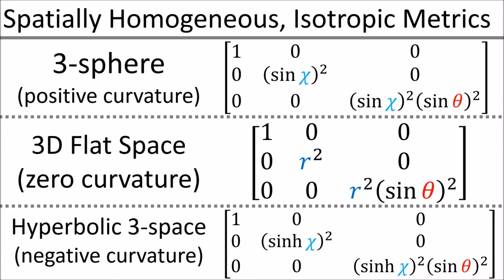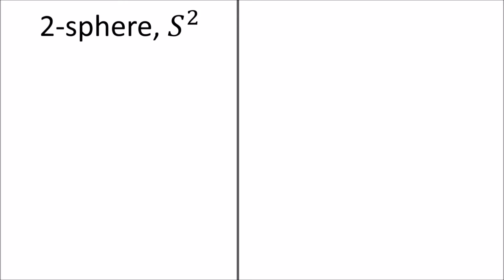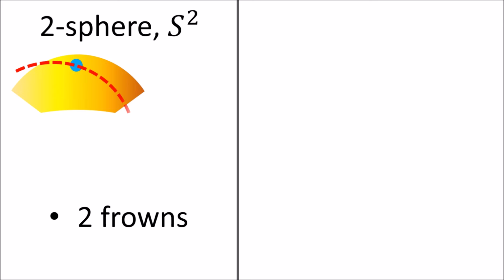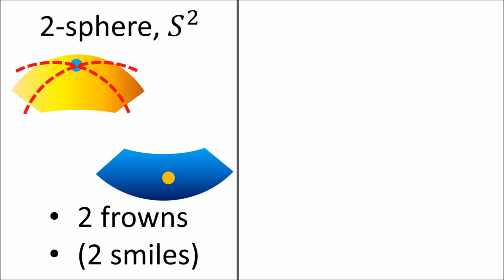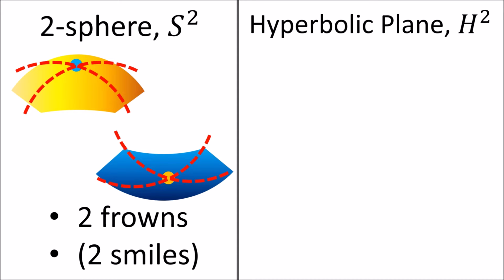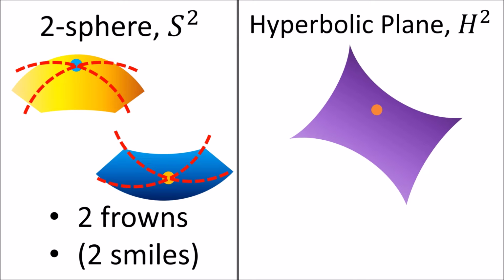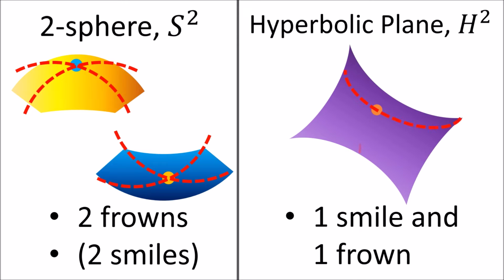Hyperbolic space is a little bit more difficult to visualize, but I'll do what I can to show you what it looks like. So the two-sphere, S2, is a space where every point looks like two frowns crossing each other if we're standing on the outside of the sphere, or two smiles crossing each other if we're standing on the inside of the sphere. The hyperbolic plane, H2, is a space where every point looks like a frown and a smile crossing each other. So in H2, each point looks like a saddle point.